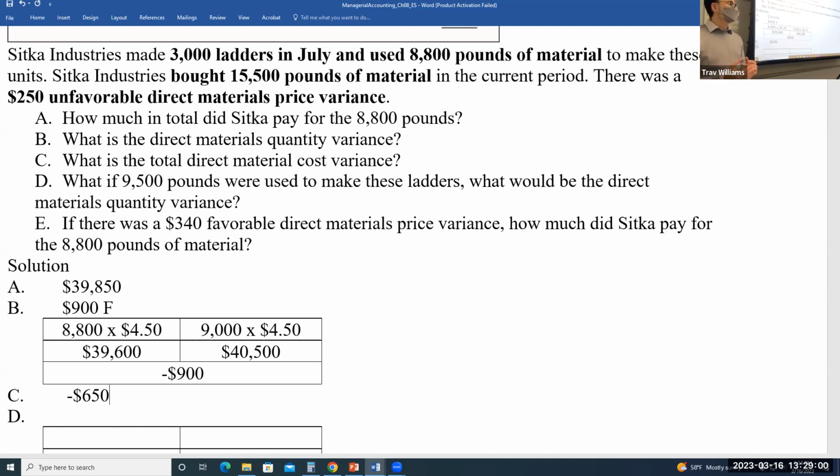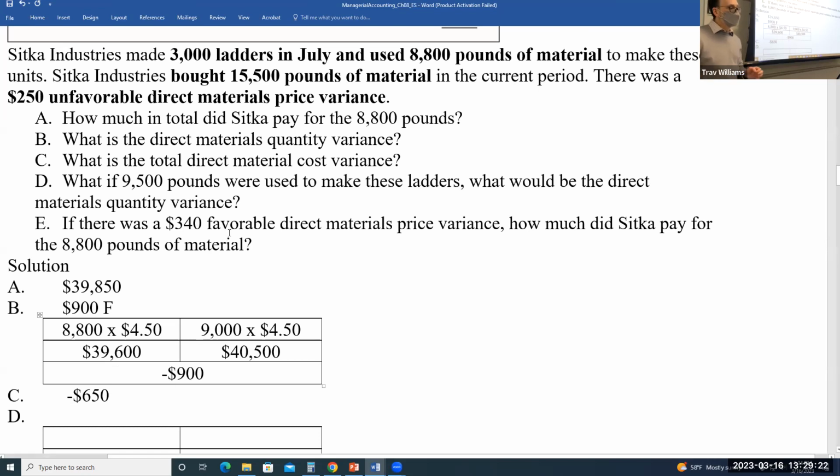Or you can find the difference between the two, right? The difference between 250 and 900 is 650. And because the negative number was bigger, we know the answer is negative. Okay, so multiple ways to look at it. All right, so we got C down. Any questions on that one?